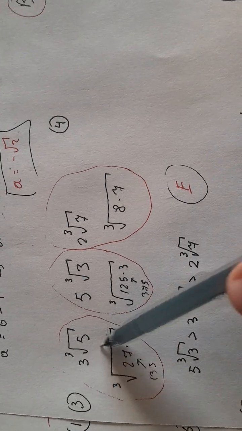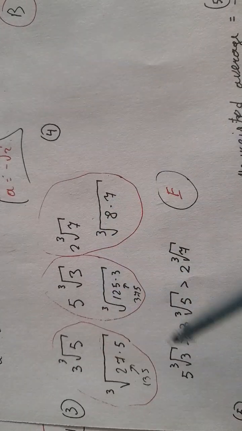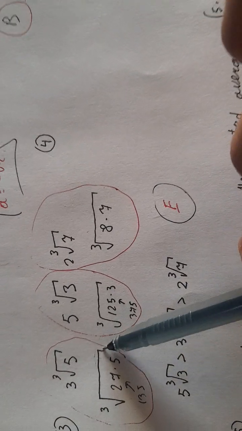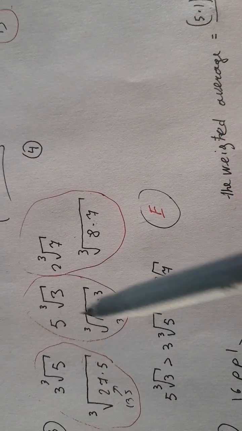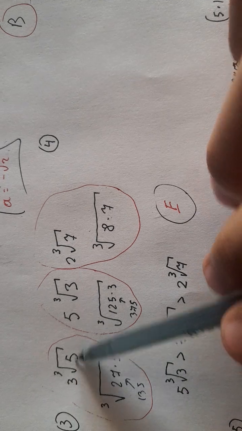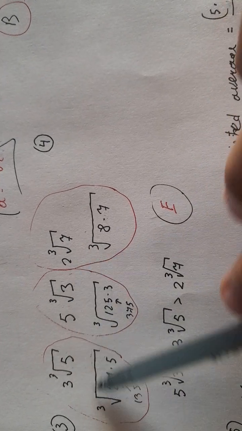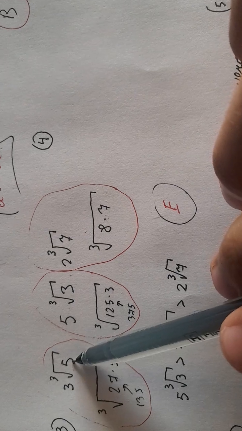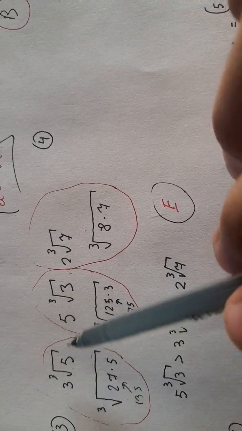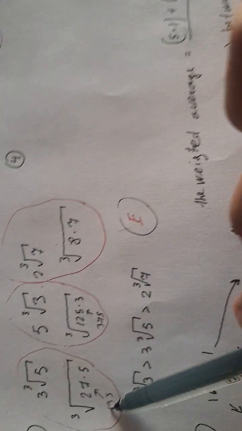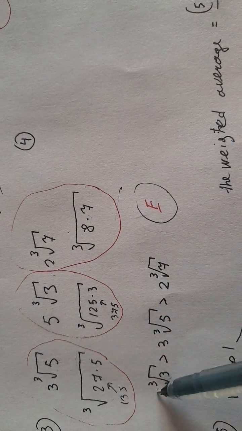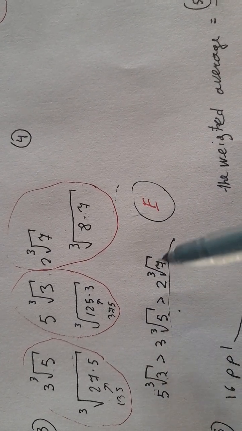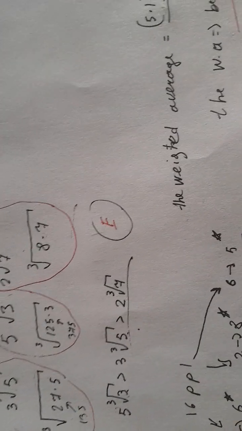In the third question we have all three, and we have to put them in increasing order. So we're getting this, and we can know that this is higher than this, and this is bigger than this. The correct answer is E.